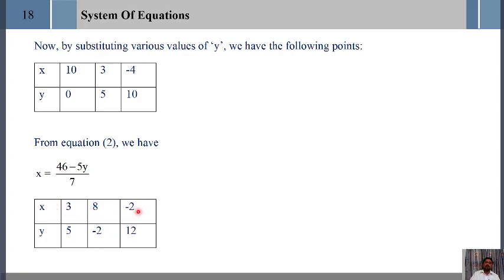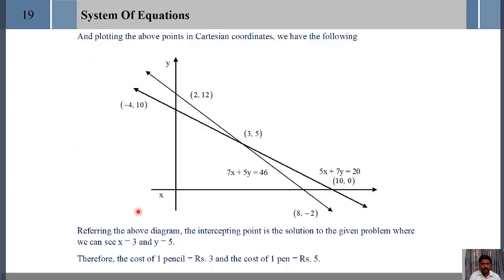Whatever number of points we wish, we can extend the table, but just to plot the lines, it is enough to develop data up to 3, 4, 5 points. Now plotting the above points in Cartesian coordinates: minus 4 comma 10, x equal to 2, y equal to 12, x equal to 8, y equal to minus 2, and x equal to 10, y equal to 0. By plotting these points in Cartesian coordinates, these points will form straight lines.